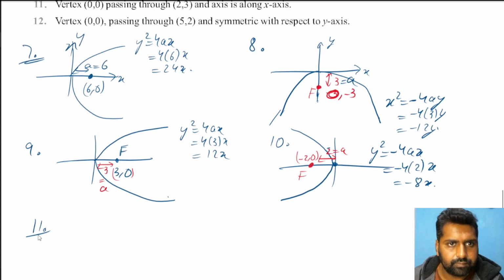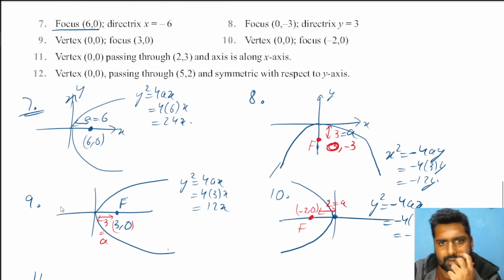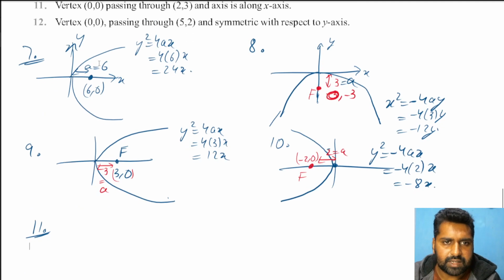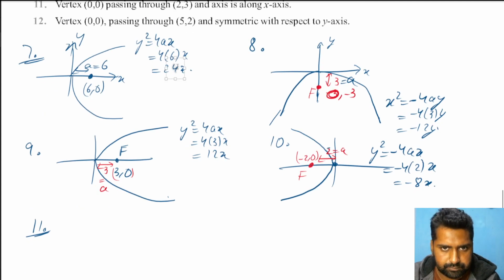11th one. This time we'll have to read the condition. The vertex is (0, 0). Okay, fine. That means we have to use these equations only.